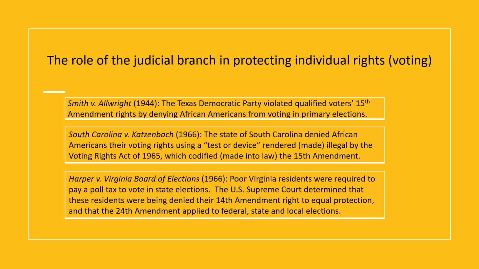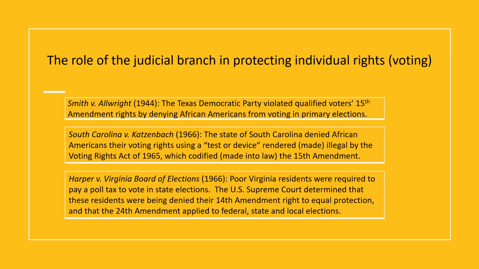Let's now look at the role of the judicial branch in protecting individual rights. We're going to be focusing on voting. I have for you summaries of the scenarios relating to 3 different U.S. Supreme Court decisions. In other words, how did 3 different states or political parties, as I'll explain, limit individual rights relating to voting, and how did the U.S. Supreme Court respond to those limitations on individual rights?